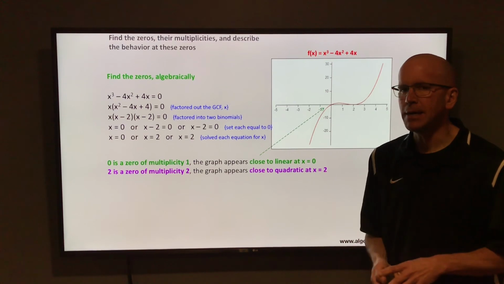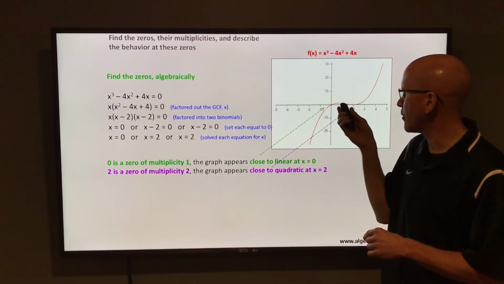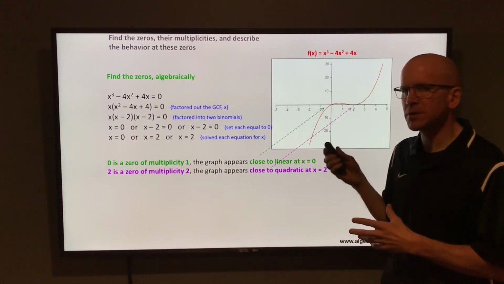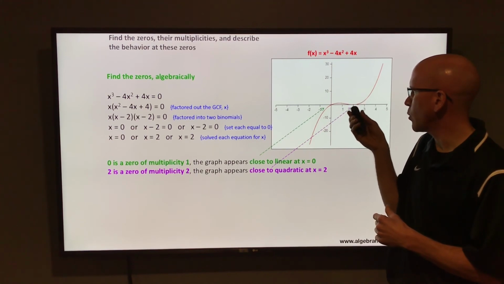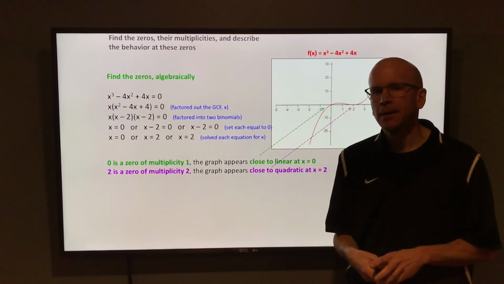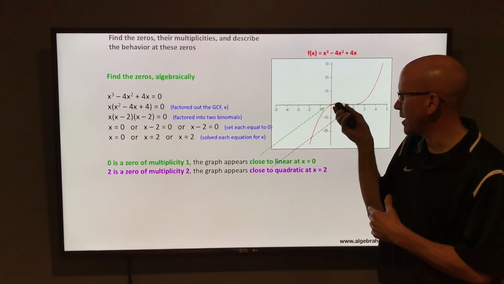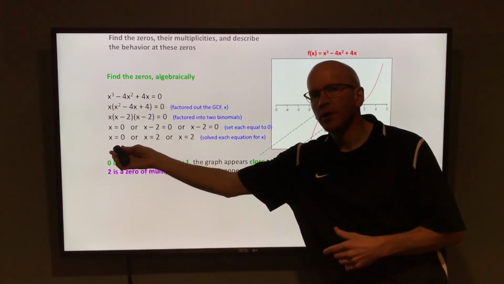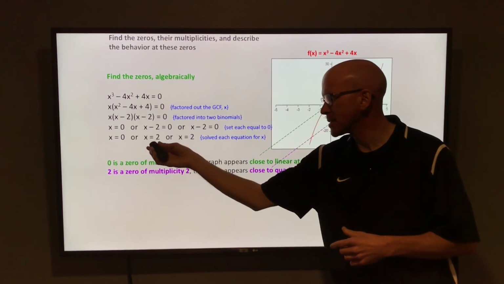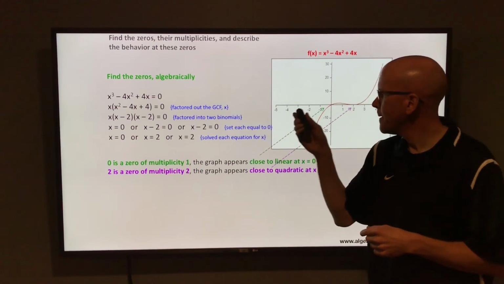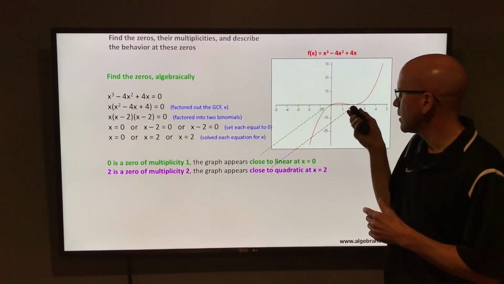Now, since the multiplicity is 2 where x equals 2, the graph appears quadratic, or looks somewhat like a parabola where x equals 2. Looks like a U shape going through 2 on the x-axis. So when the multiplicity is 1, the graph will appear close to linear, look like a straight line, when the solution just shows up once. But when the multiplicity is 2, x equals 2 two times here, the graph will appear close to quadratic or look like a mini parabola where x equals 2.